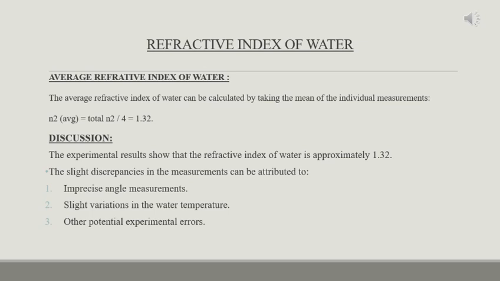So the average refractive index of water from our experiment is 1.32. The experimental result shows the refractive index of water is approximately 1.32, which is very close to the known value of around 1.33. The slight discrepancies between our measurements and the known value can be attributed to various experimental errors, which will be discussed further. Overall, our experiment was successful in demonstrating the measurement of the refractive index of water and confirmed that our method aligns well with the established scientific value.